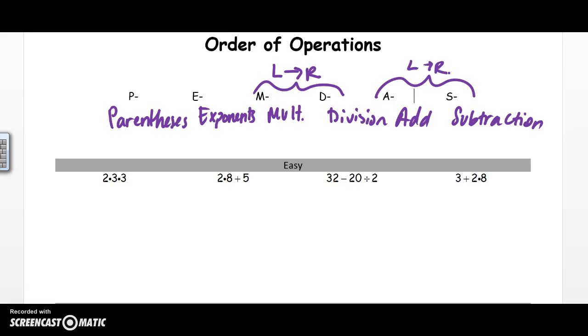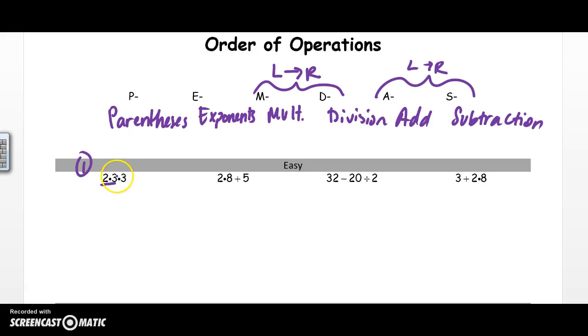I have a few different types of problems for you that we're going to work on today. Some easy and some a little more difficult. So you always look to see, in this first problem here, do I have parentheses? No. Do I have exponents? No. I have multiplication. You never know where to start. Always start on your left and work your way.